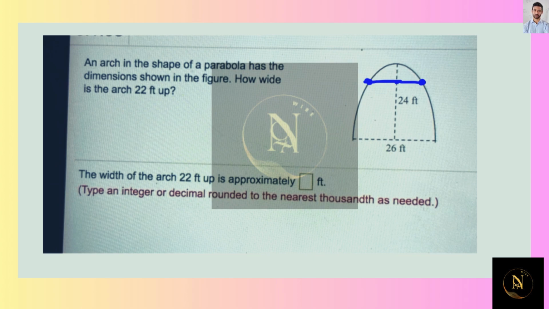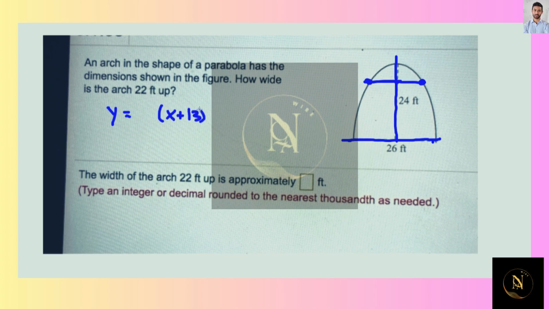Let's come up with an equation for this parabola. What we could do is think of this as the axes, the y-axis and the x-axis, and if we come up with an equation for it, we would know that it would have zeros, if this is 26 feet, at negative 13 and 13. So if we're coming up with an equation here, it would have to have factors of x plus 13 and x minus 13 to have those zeros.